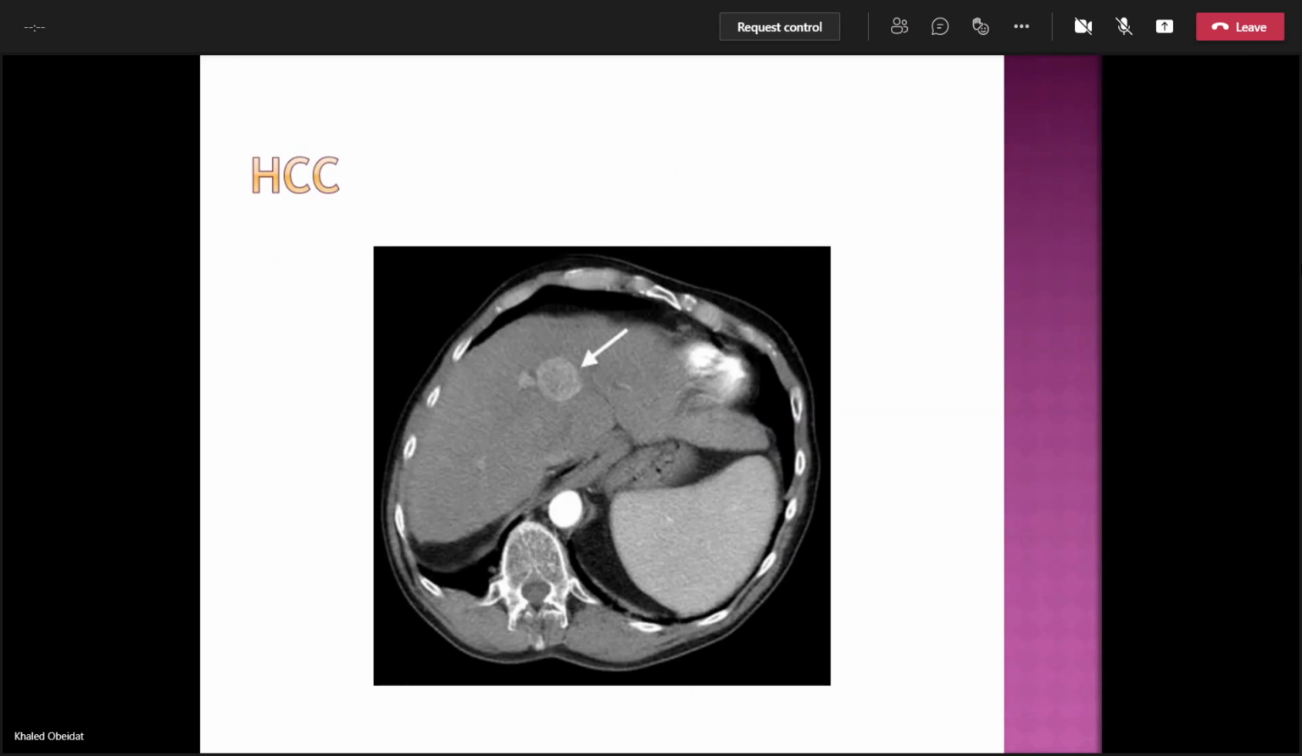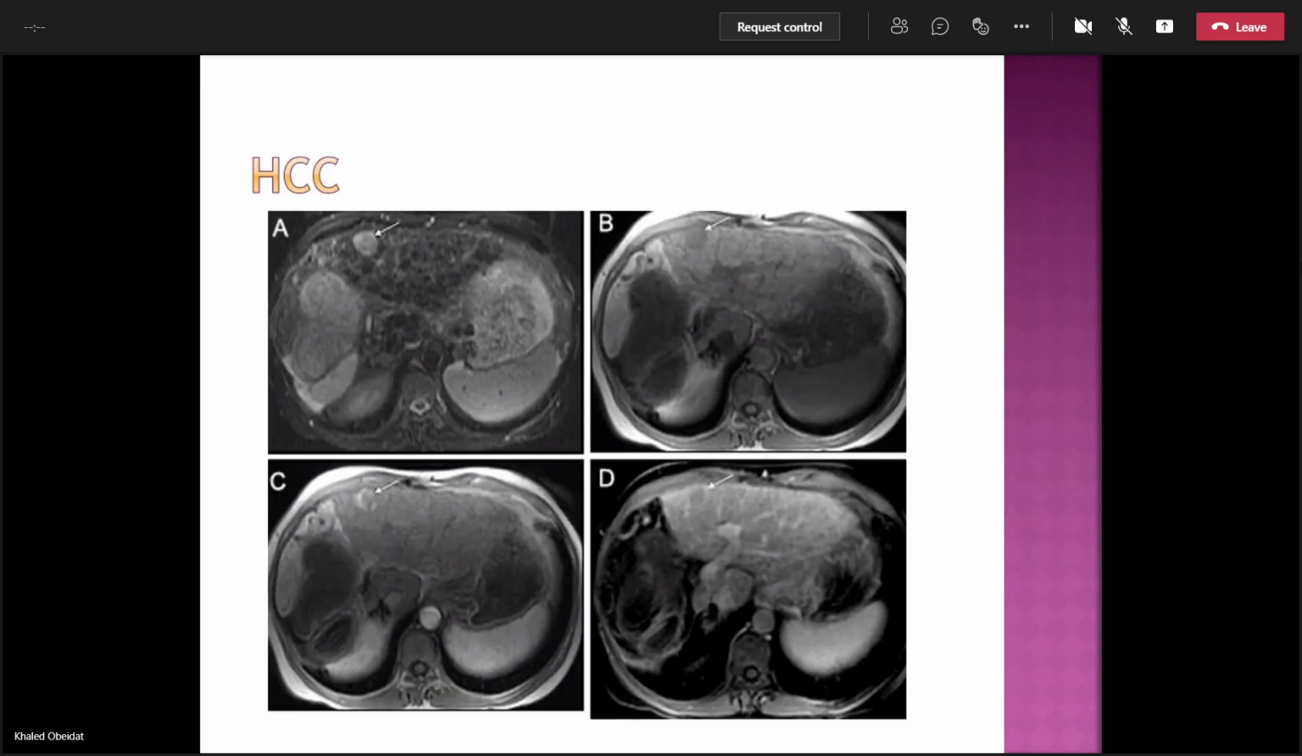This is the CT scan in the arterial phase. We can see here enhancement on the arterial phase. This is MRI. And here, this is T2 weighted image. We see a little bit hyperdense lesion here. On T1 weighted images, it is hypodense. But let's go to the contrast. Here on the arterial phase, there is enhancement. And on the portal venous phase, there is washout. So the surrounding liver will become more enhanced than the tumor itself.